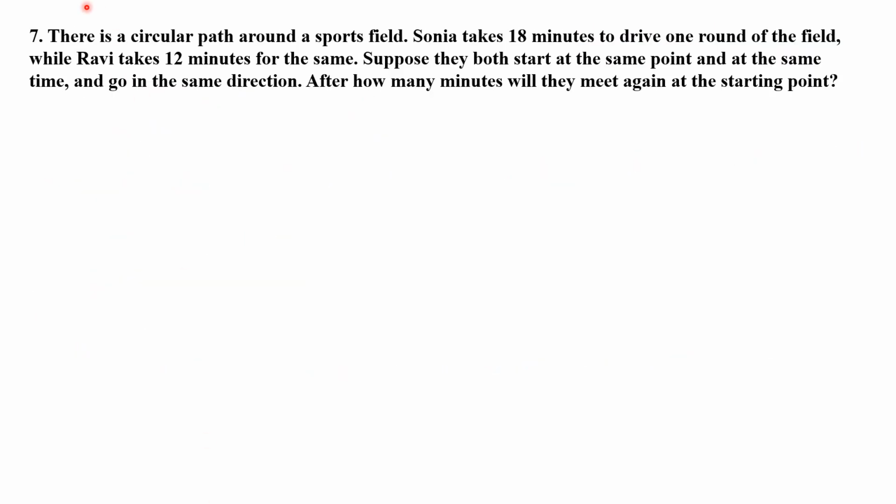Question number 7. There is a circular path around a sports field. Sonia takes 18 minutes to drive one round of the field and Ravi takes 12 minutes for the same. Suppose they both start at the same point and at the same time and go in the same direction. After how many minutes will they meet again at the starting point? So it is given that the sports field is circular in shape, isn't it? So I have taken here, this is Sonia, this is Ravi.